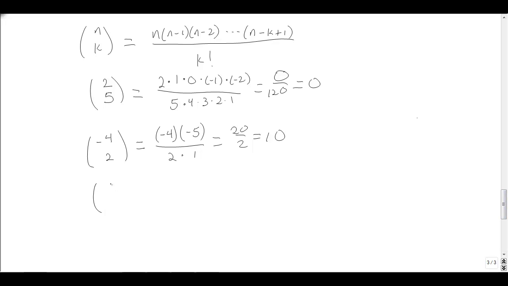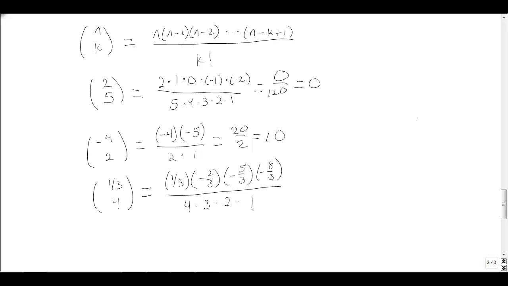You could also do like 1/3 choose 4. So you can put a fraction in there. This would be 1/3. Next one, subtract 1 from 1/3, you get negative 2/3. Subtract 1 again, you get negative 5/3. Subtract 1 again, you get negative 8/3. All over 4 times 3 times 2 times 1. Should be 4 factors on top, 4 on the bottom. And then you just have to simplify this down.